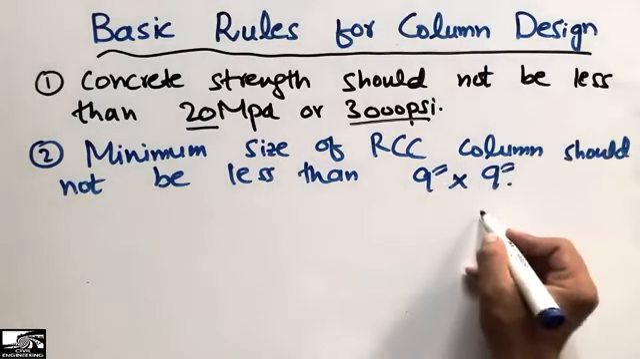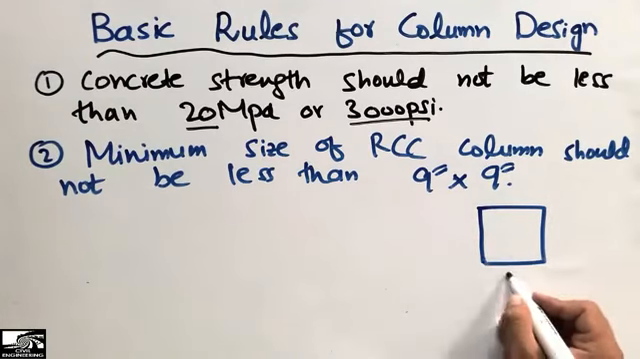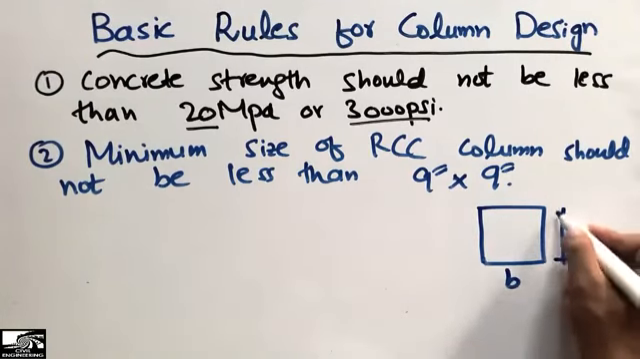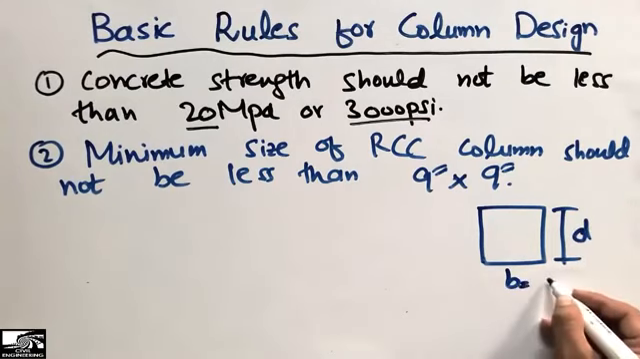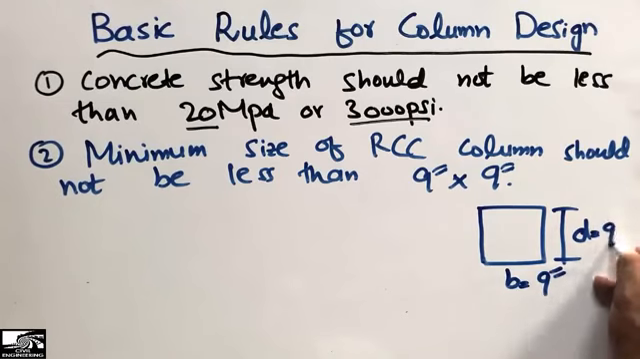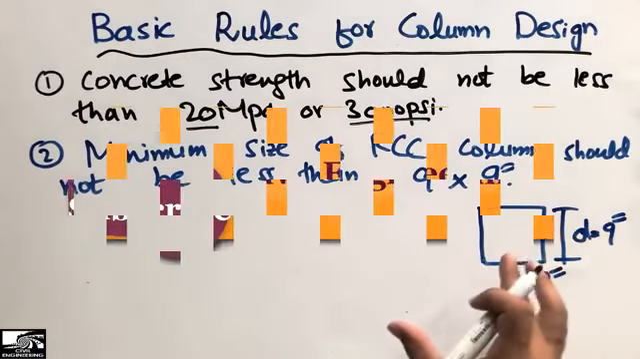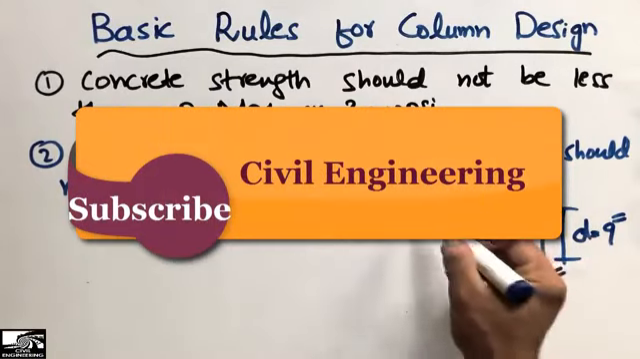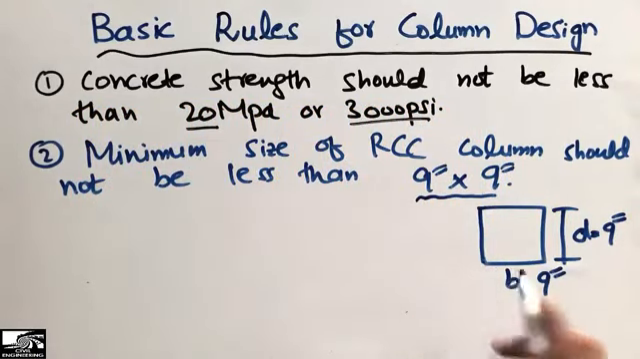It means if we have any cross section of the column, let's suppose this is the cross section of the column, this is the width and this is the depth of the column, we can say D. So it should at least have dimensions of 9 inches and 9 inches. It should not be less than these two values, but however we can provide greater than 9 inches and 9 inches.